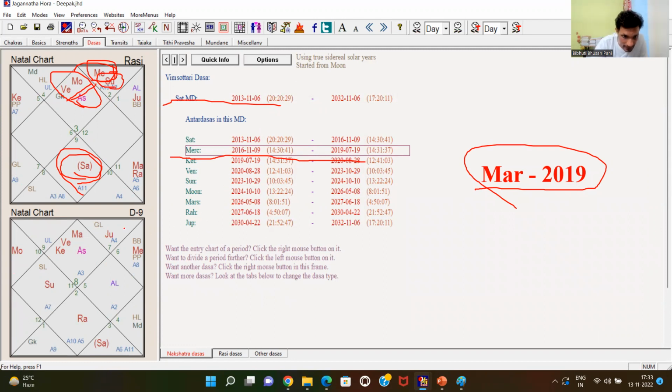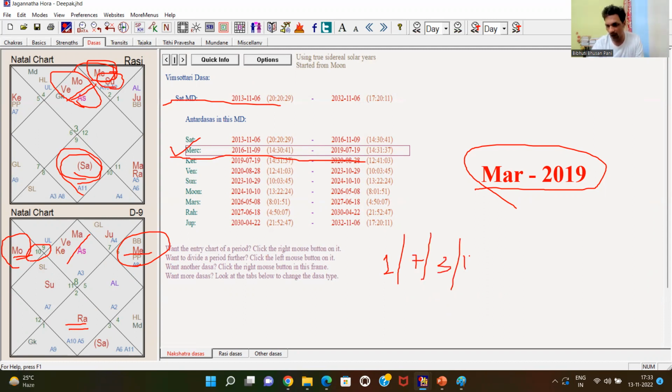Look, in D9, Saturn is the third lord. Moon is in the 3rd house, Mercury is in the 11th house, Rahu is in the 7th house. So we can say that Saturn, being the lord of the 3rd, can give marriage, and Mercury is in the 11th house, bang on, it will give marriage. As I mentioned earlier, a planet in the 1st, 7th, 3rd, and 11th of D9 can really give you marriage.